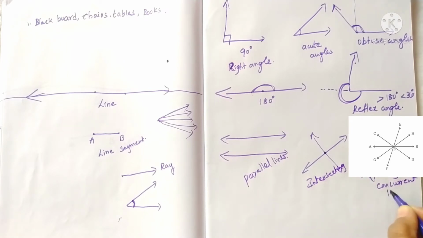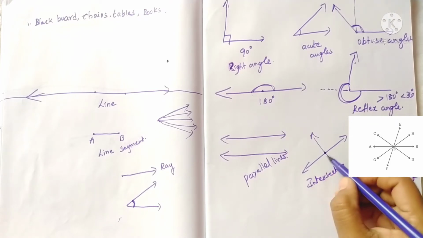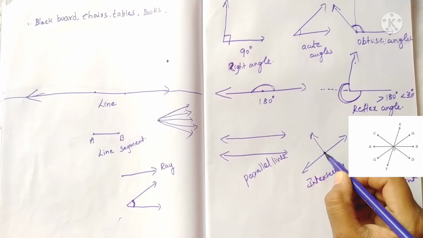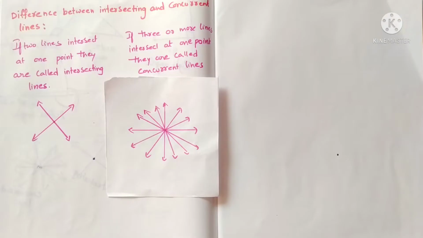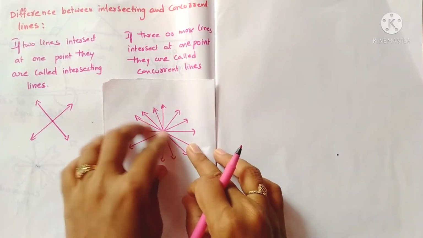The point at which these lines are concurrent is called the point of concurrence. This is the point of intersection. On page number 74, Think, Discuss and Write: what is the difference between intersecting lines and concurrent lines? So I wrote like this.